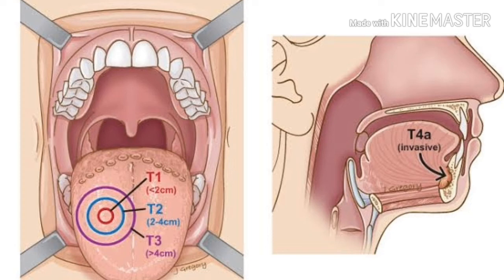A course of preoperative radiotherapy may render the fixed node in the neck mobile and may make it amenable to radical neck dissection. Okay, the second case: a patient of carcinoma tongue treated with surgical excision came with a metastatic lymph node in the neck in follow-up. So how are you going to manage it?